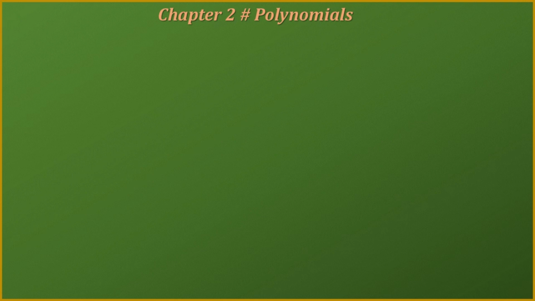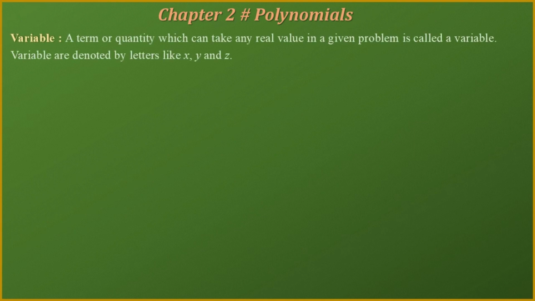So let us see the first definition. The first definition is given here as variable. So what is a variable? A variable is that particular term whose value is unknown. As in the definition it is written, a term or quantity which can take any real value. So here the variable is one where we don't know the value; it is unknown for us.